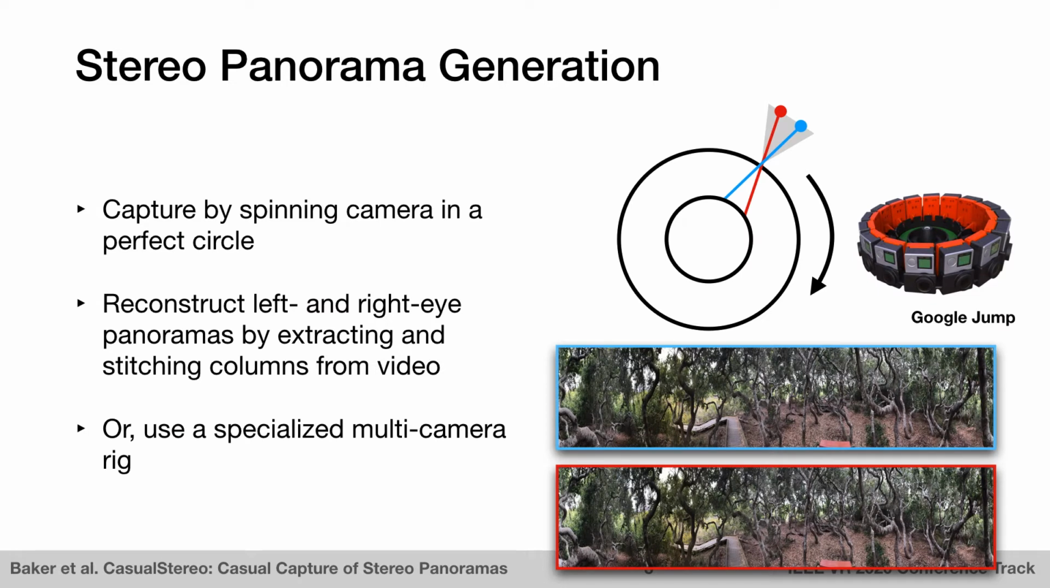So to capture a stereo panorama, we need to spin a camera in a perfect circle with the camera offset from the center while recording video. Image columns from the left and right side of the image are extracted and rearranged to form the left and right eye panoramas. Or alternatively, we can use a specialized multi-camera rig, such as the Google Jump, which has 16 cameras in a circle. And here we use view synthesis to fill in the missing viewpoints around the circle so that we can stitch together the panoramas.